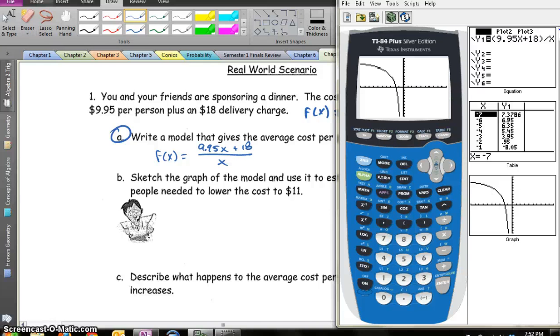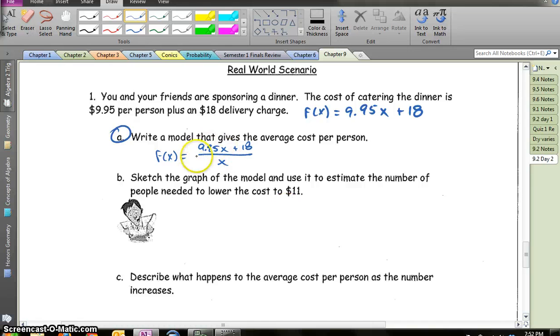Now, before you get ahead of yourself, I always like to find my asymptotes, to have a sense of where I need to change my window to see my graph. Well, we know my vertical asymptote is what makes the denominator 0. In this case, x is by itself, so x equals 0 is my vertical asymptote. Now my horizontal asymptote is, remember, we take our x coefficient, so it's 9.95 over 1, which is y equals 9.95. So that's my horizontal asymptote.